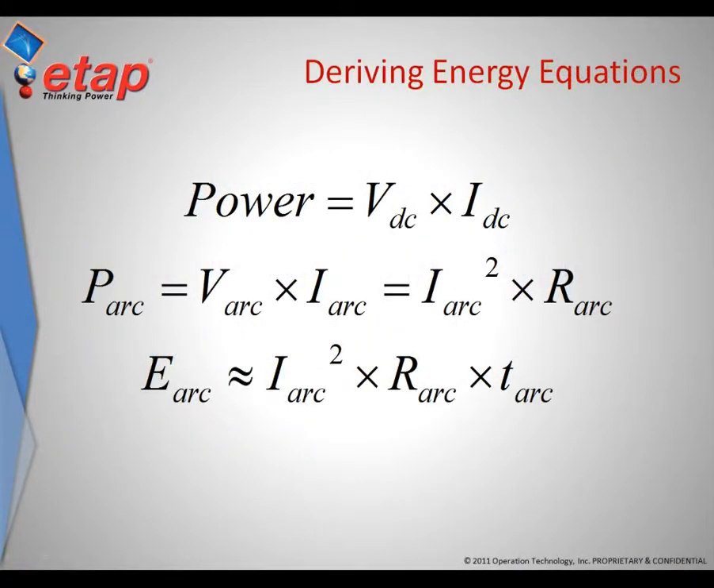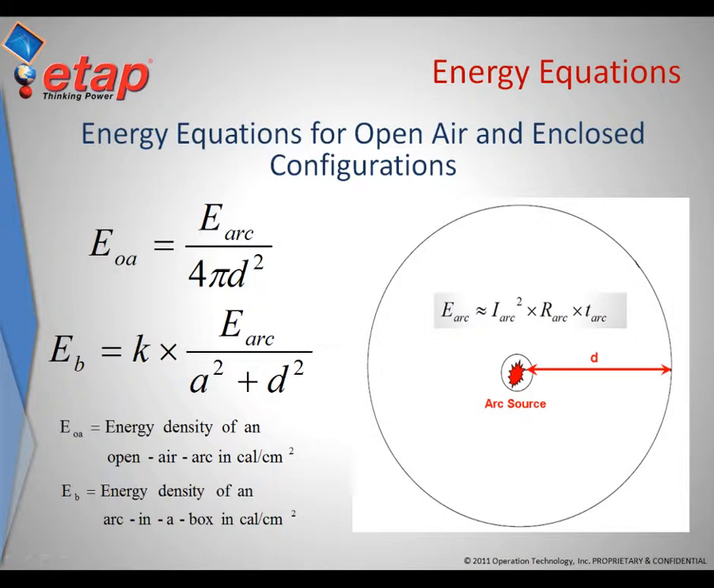As can be seen, once you know the arc voltage and arc current, it is just a matter of multiplying by the arc duration to determine the actual energy released by the arc. Depending on the type of enclosure, whether it be open air or enclosed configurations, we can determine the amount of energy exposure towards the individuals working on that equipment.